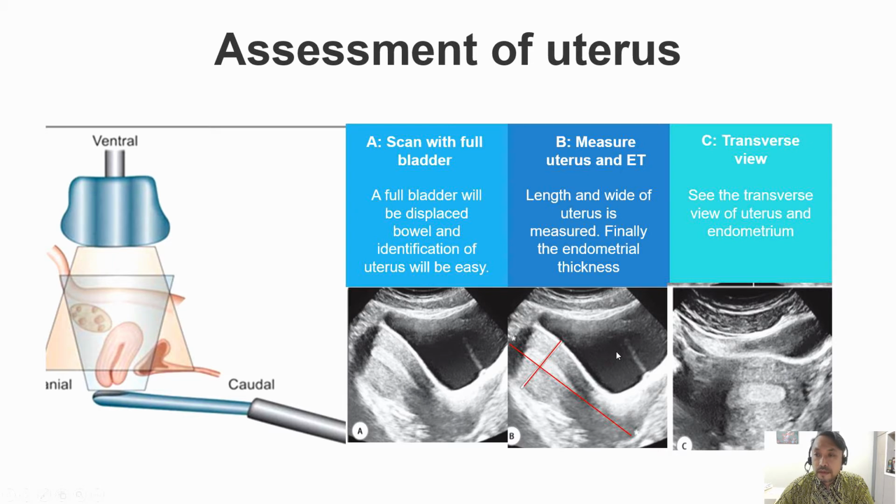After that, you are going to put your probe in transverse view so you can see the view of the uterus and the endometrium, so that you do not miss any pathology of the uterus, especially in bicornuate uterus.